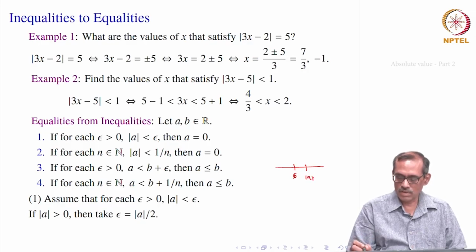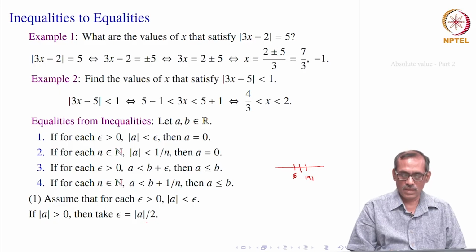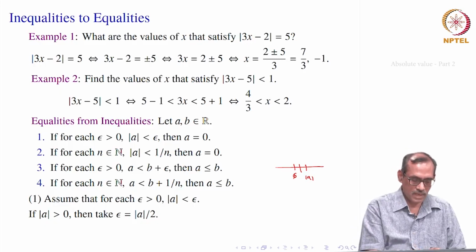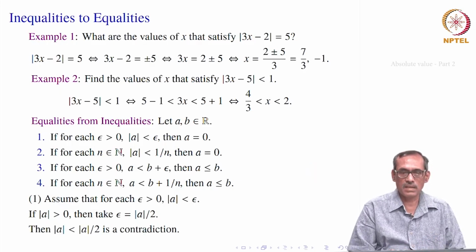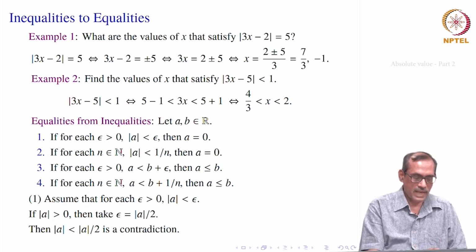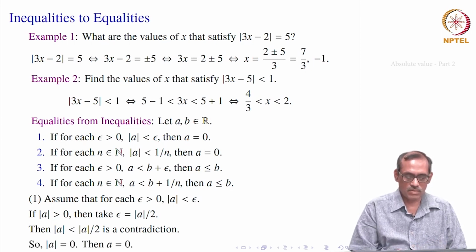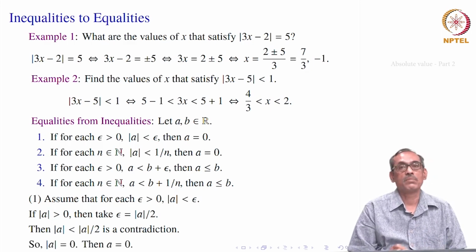So what do we do? We choose our epsilon to be something smaller than mod A. Let us say epsilon equal to mod A by 2. So for this epsilon, what will happen? Mod A should be less than epsilon. That means mod A should be less than mod A by 2, but this is a contradiction. Therefore, mod A cannot be greater than 0. So mod A must be equal to 0, and mod A equal to 0 gives A equal to 0.